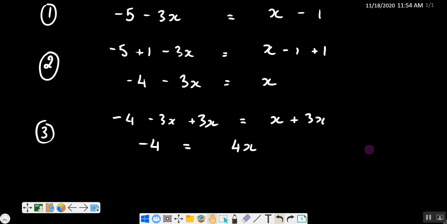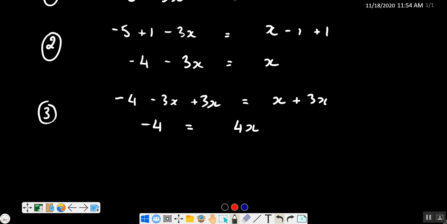So a tip is always try and keep a positive x if you can. Aiden? And then we divide by 4. Yeah, if 4x is our negative 4, we're going to divide by 4 on both sides. Gives me 1x is the same as negative 1. Mr. Fox? Yes.